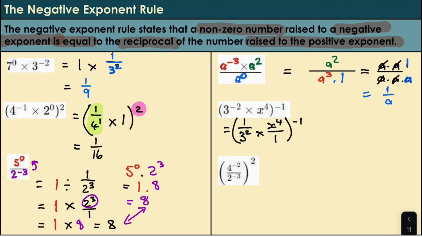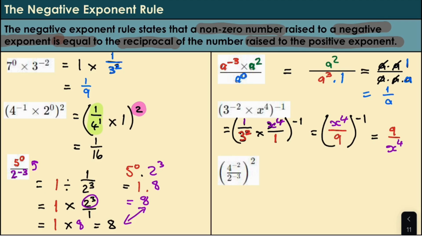Let's work inside the brackets first. So 3 squared multiplied by 1 on the bottom is 9 as the denominator. We have x to the 4 multiplied by 1 on top, which is x to the 4. And we have all of that to the negative 1. Well, it's to the negative 1, so we simply switch everything around. The 9 goes to the top, and the x to the 4 goes to the bottom. And there is our solution.